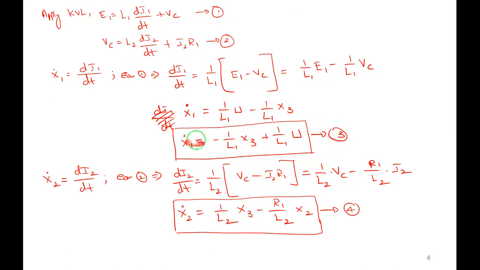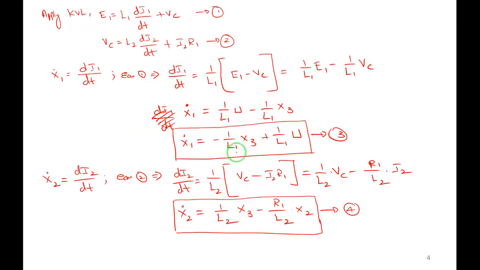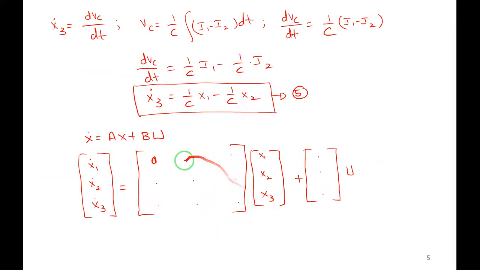Come to this x1 dot. Is there any x1 here? No, x1 is not there, so it is 0. Let me fill it here. Is it fine? Then come to the next equation. Is there any x1 here? No x1, so once again 0. Come to the last equation. Yes, the coefficient of x1 is there. It is 1 by C.